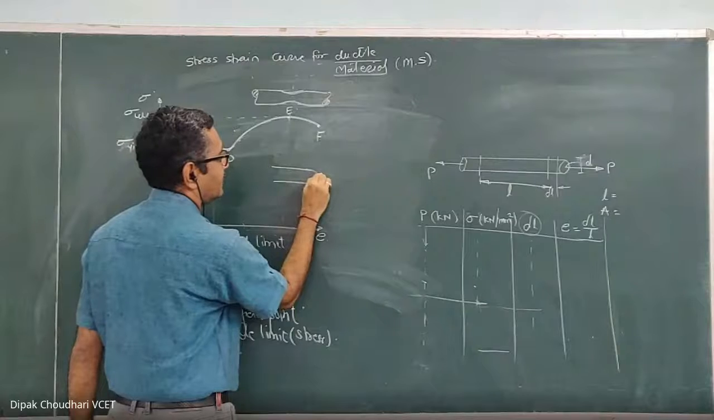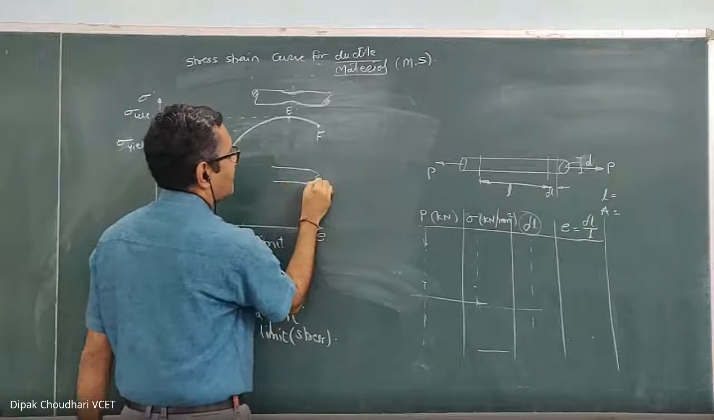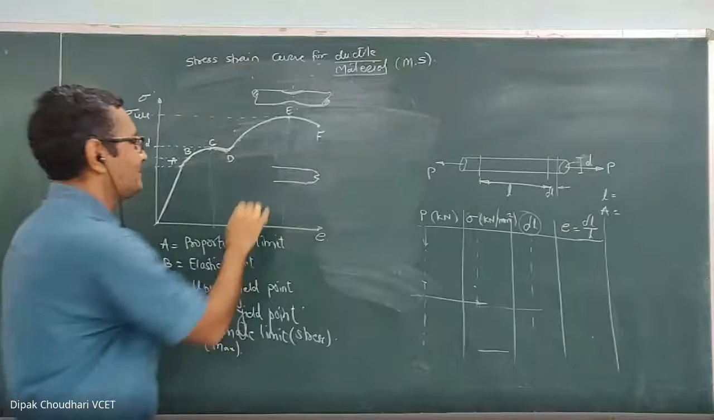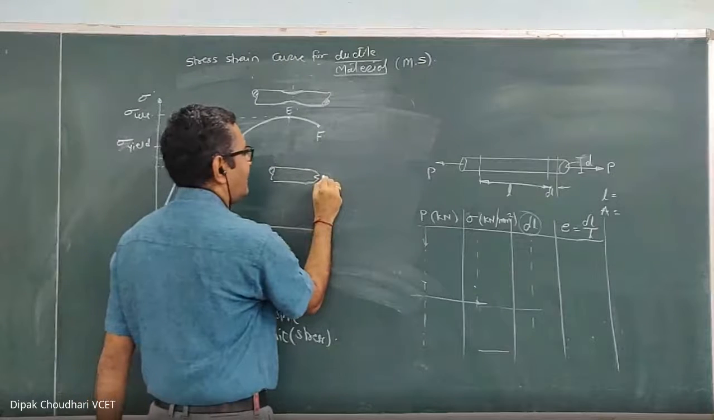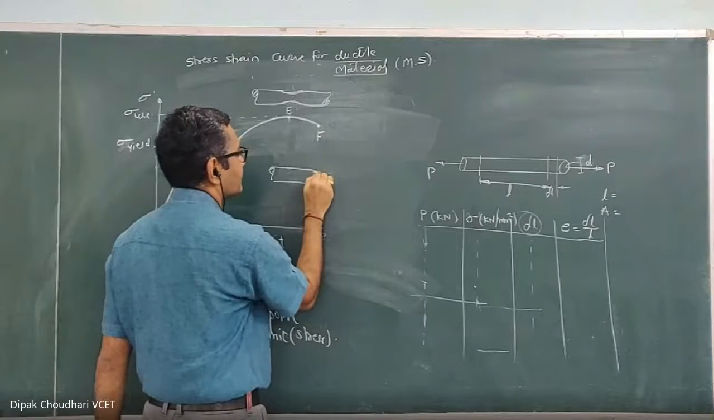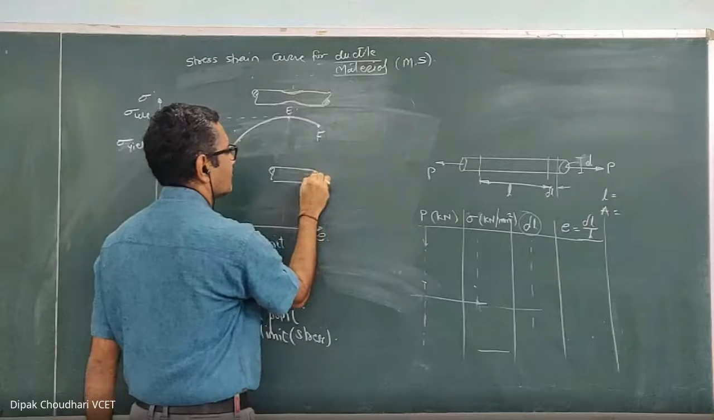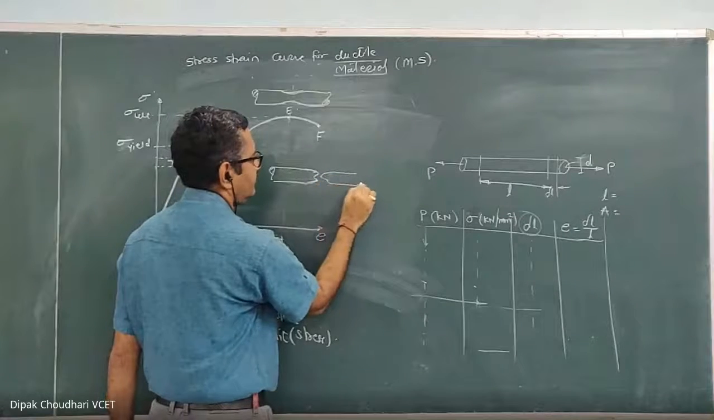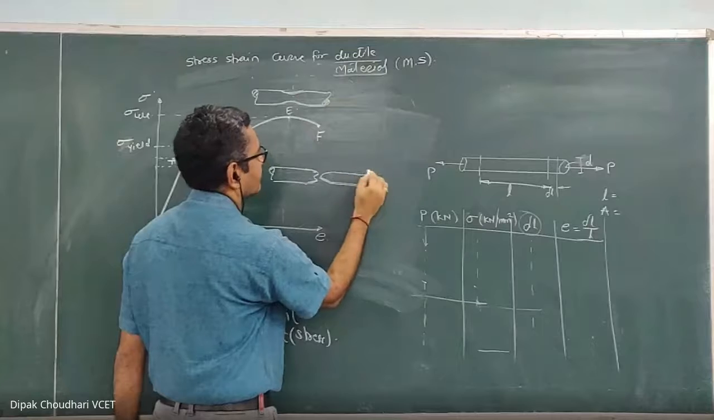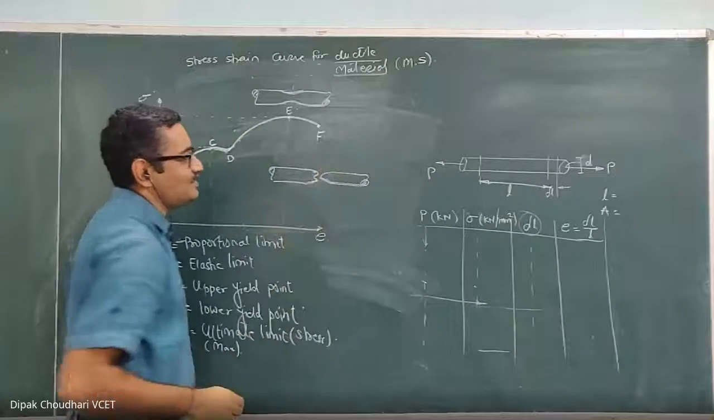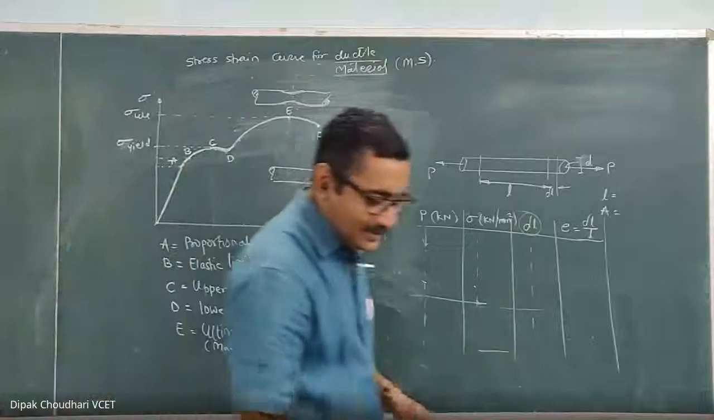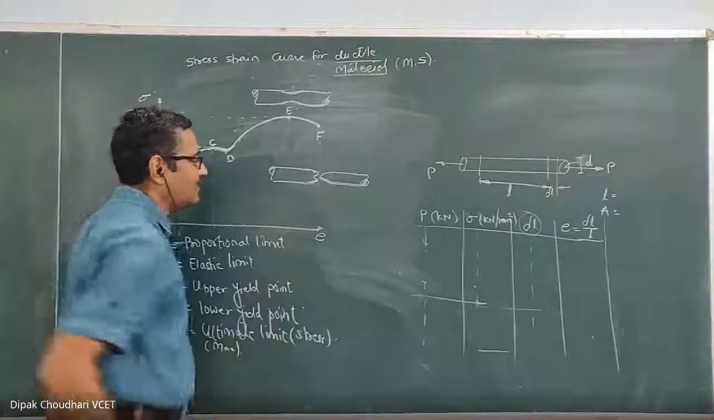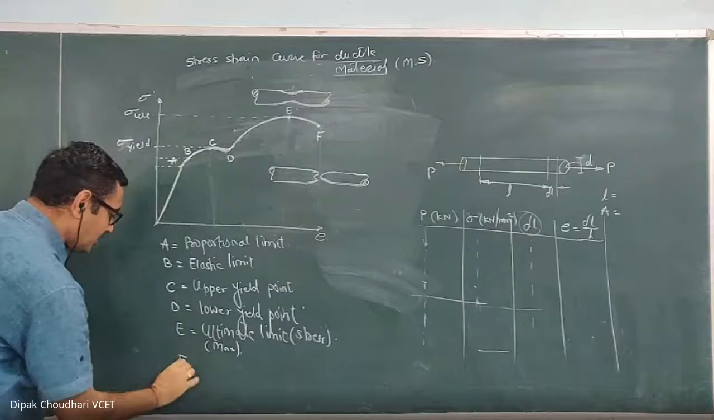Showing an exaggerated figure, such type of cup formation is there. First the cross-sectional area reduces, and then there is a cup formation. Whereas at the other end there is a formation of a cone. So this arrangement is known as a cup and cone failure. Ductile material shows such type of cup and cone failure. This failure takes place at the point F and it is known as the failure point.